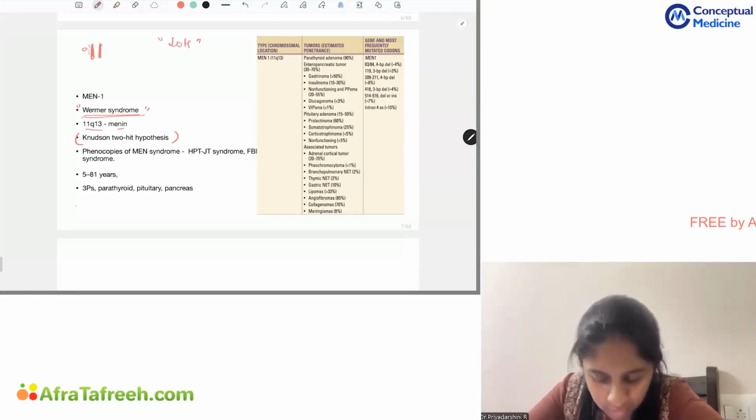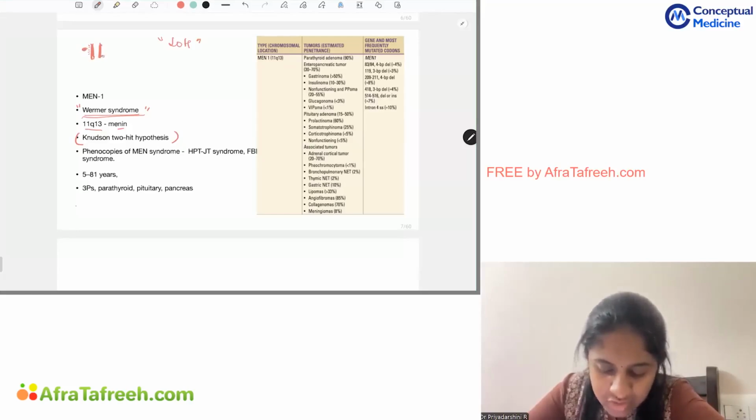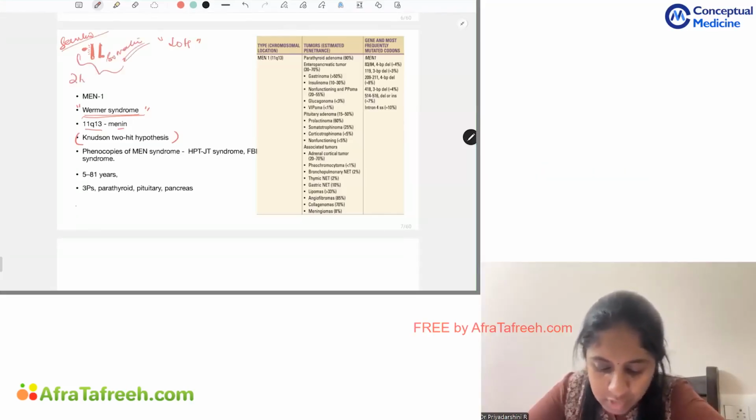Okay, one particular gene would be affected. The entire gene, or one particular area alone, an exon or whatever it is, is affected. Simultaneously, here another functioning exon would be affected. So this would be germline mutation. The other one is somatic mutation, which has happened right after the birth. So this is the two-hit hypothesis.